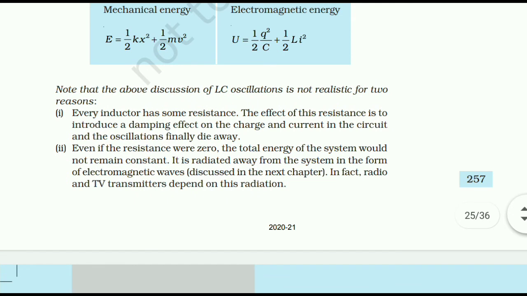Note that the above discussion of LC oscillation is not realistic for two reasons. Number 1, every inductor has some resistance. The effect of this resistance is to introduce a damping effect on the charge and current in the circuit, and the oscillations finally die away. Number 2, even if the resistance was 0, the total energy of the system would not remain constant. It is radiated away from the system in the form of electromagnetic waves. In fact, radio waves and TV transmitters depend upon this radiation.